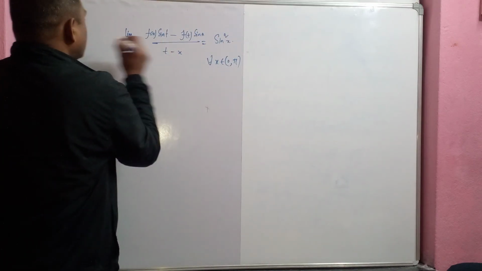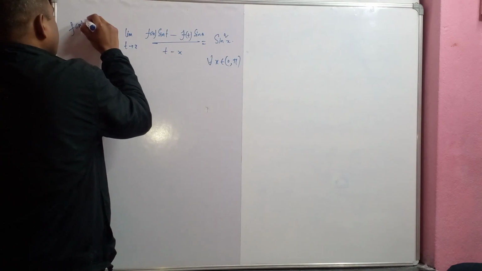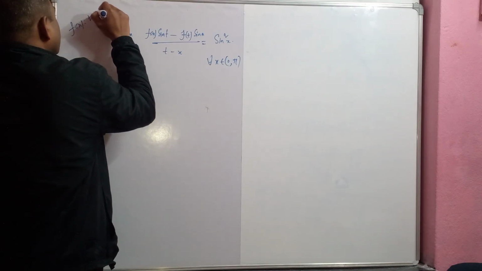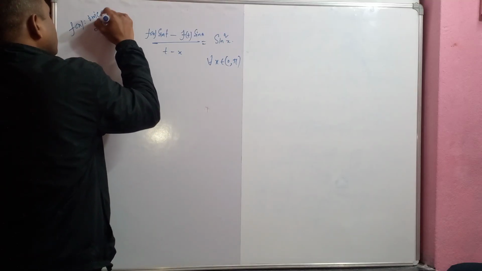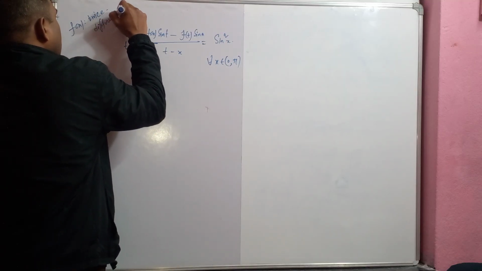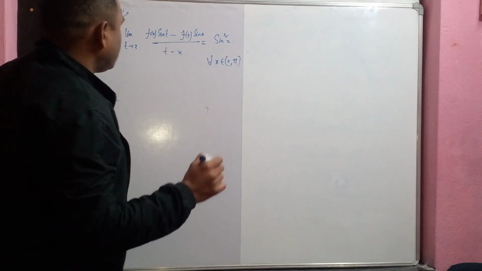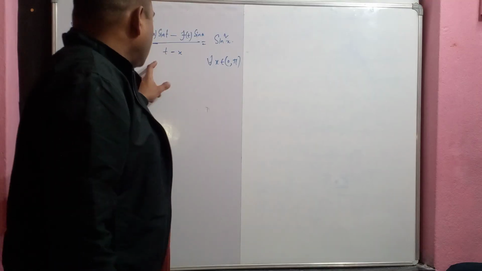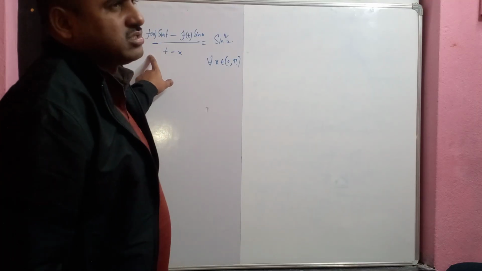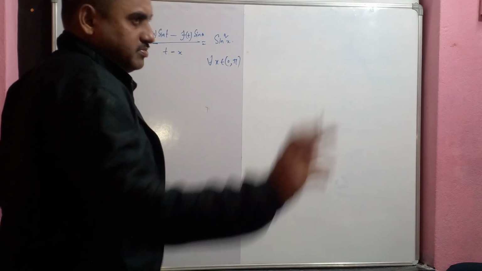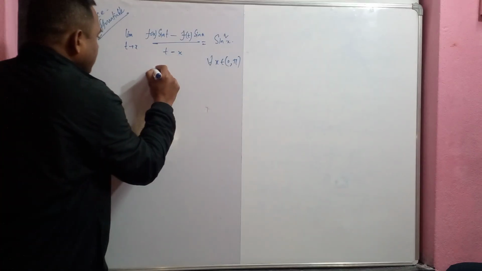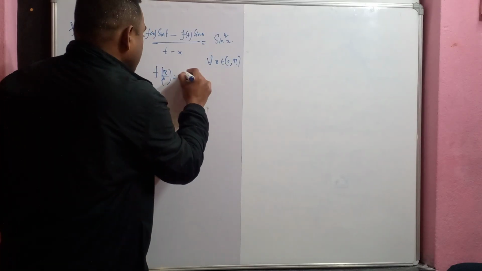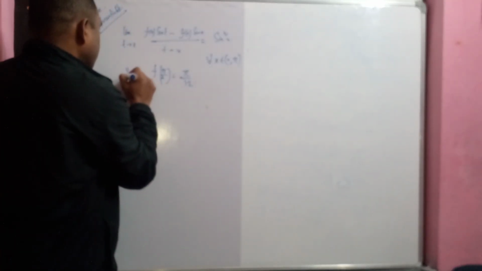Now, this function f(x) is twice differentiable in this interval. It is a continuous function as well as twice differentiable. I think this kind of question has already come in the last 5 years, 2 to 3 times, so I'm giving you one here. It is given that f(π/6) is equal to π/12.